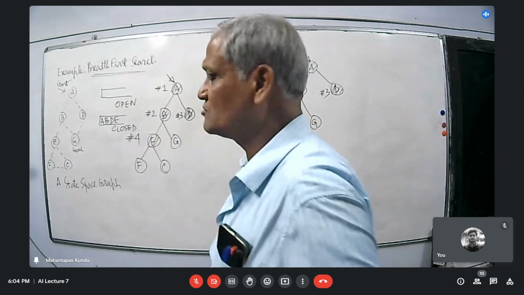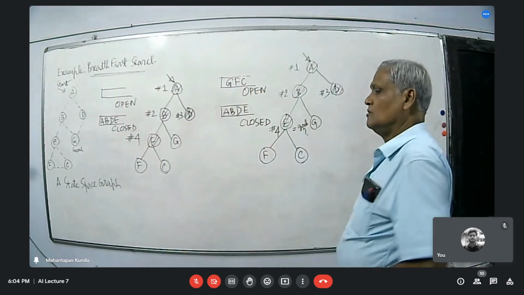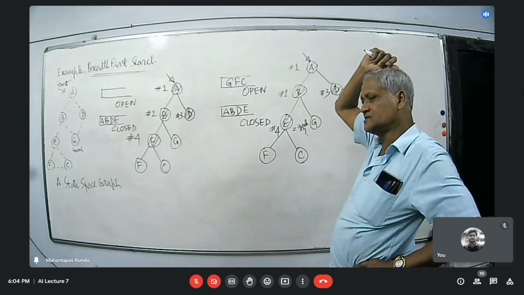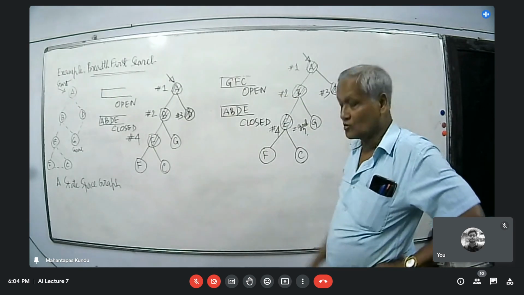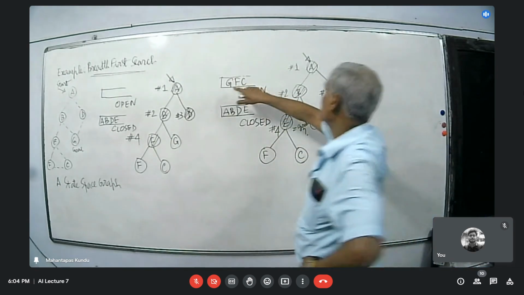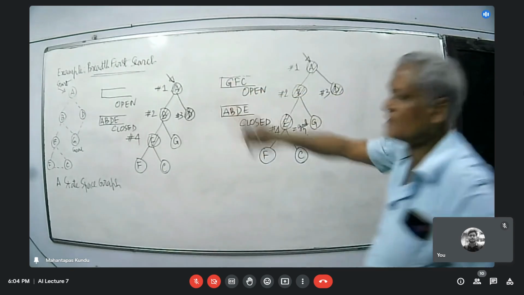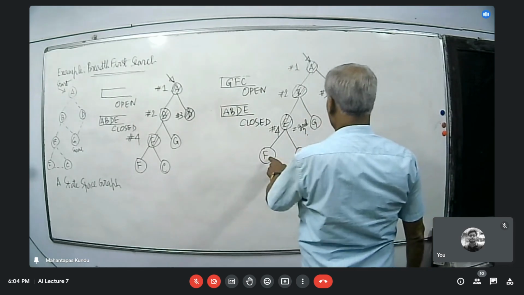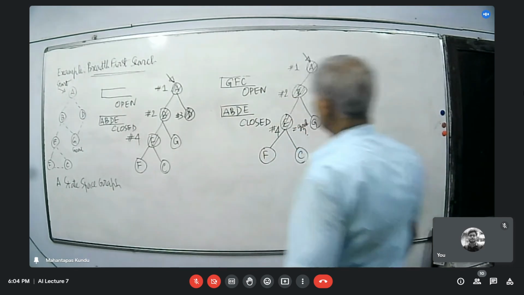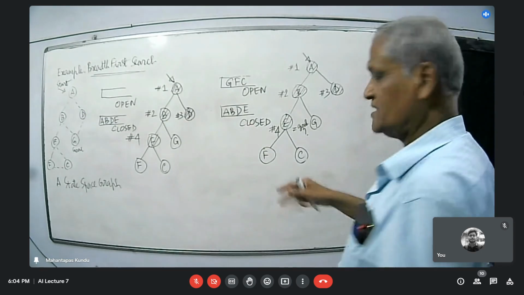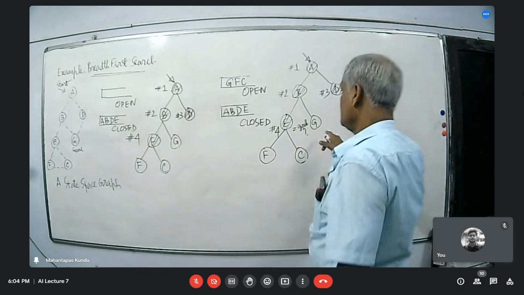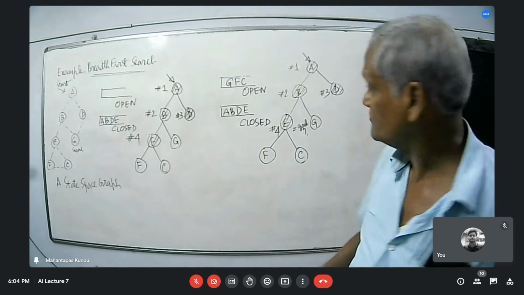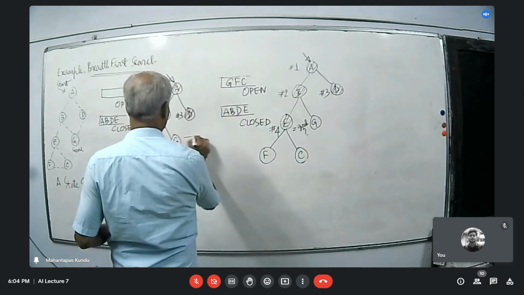E fails to match with the goal node. So its successors are generated, they are added in the open list, and next time following this go to step 1, we will select one node from the open list, and since we are following breadth first search, out of G, F and C, we will select the node with least depth. So next time this node will be selected.